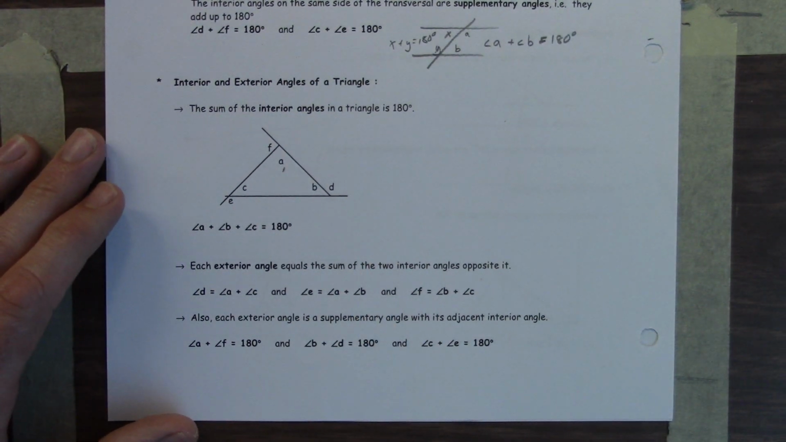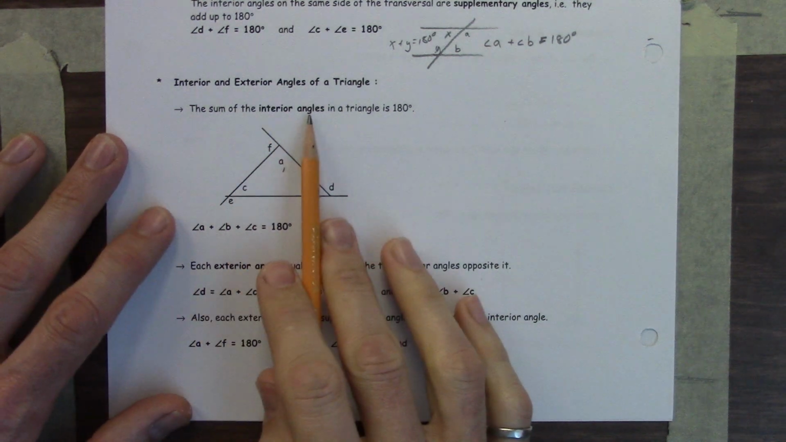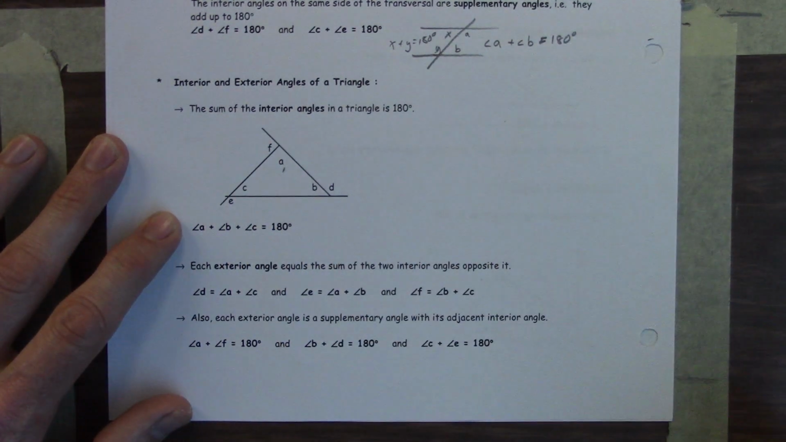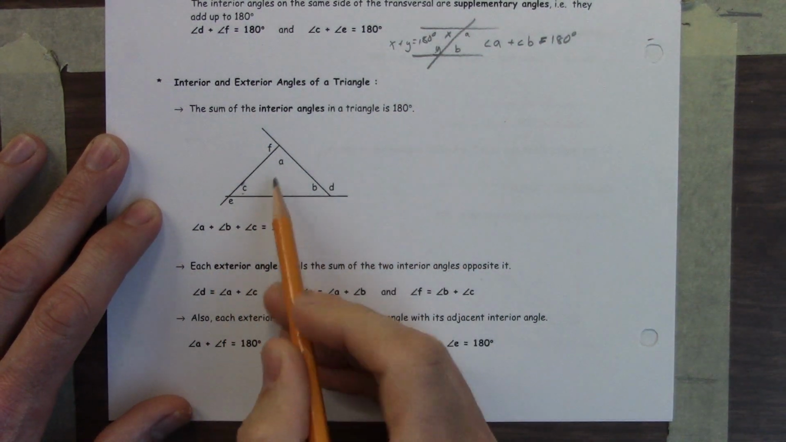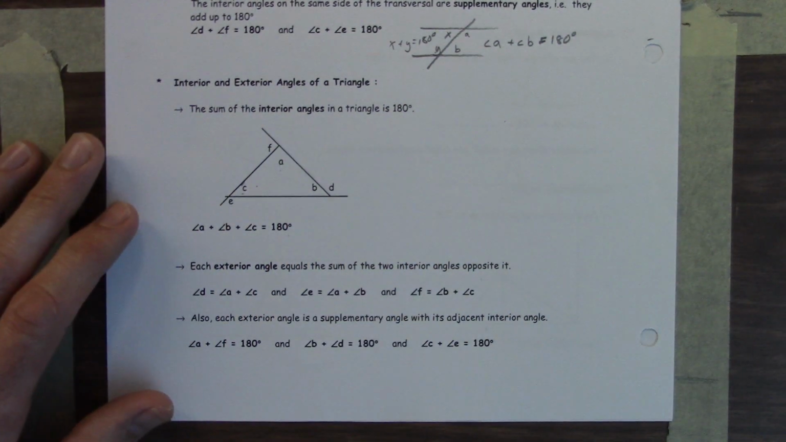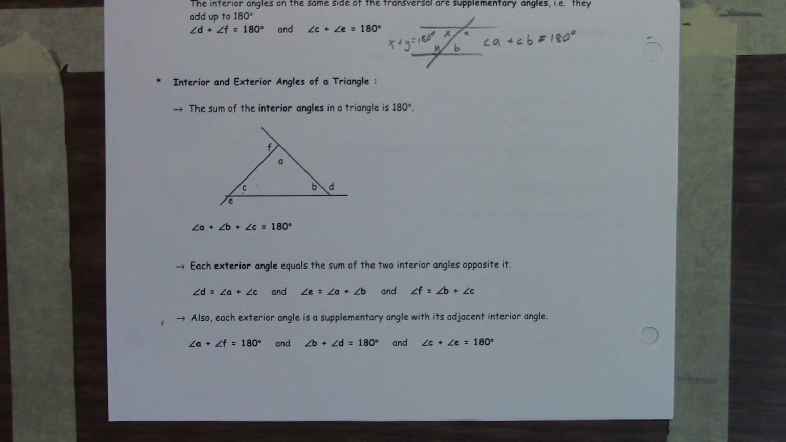All right? Let's look at a few more patterns here. We have interior and exterior angles of a triangle. So the sum of the interior angles in a triangle is 180. So we know that A, B, and C here add up to 180. These three angles. That's a big one, right? That's important. We know all angles inside a triangle have to add up to 180.